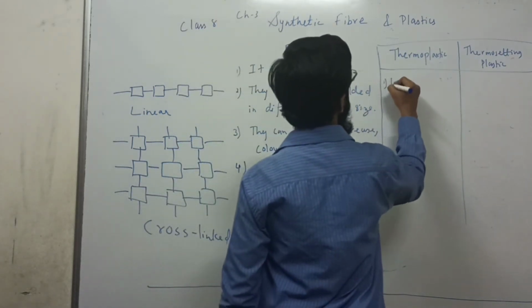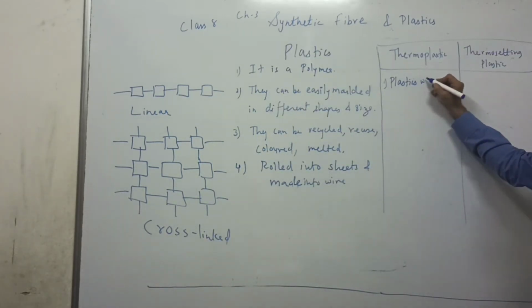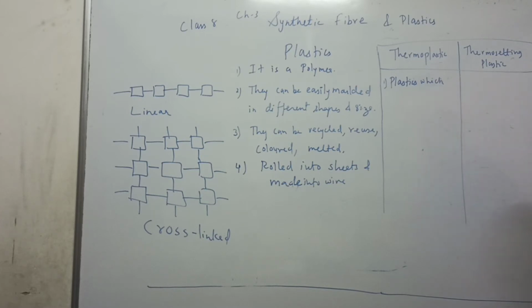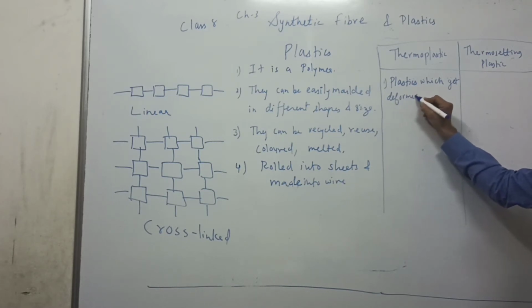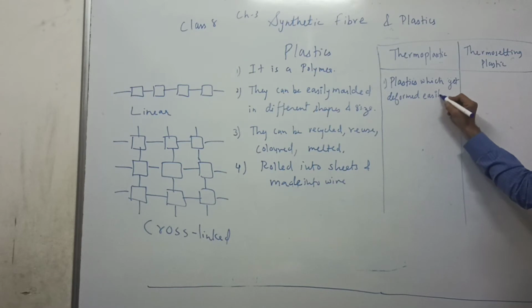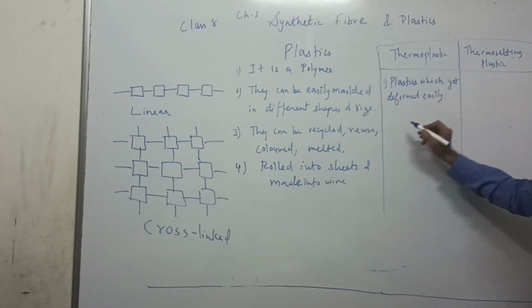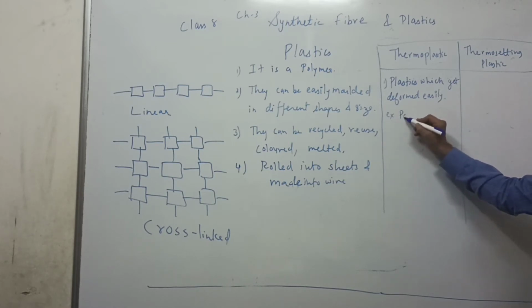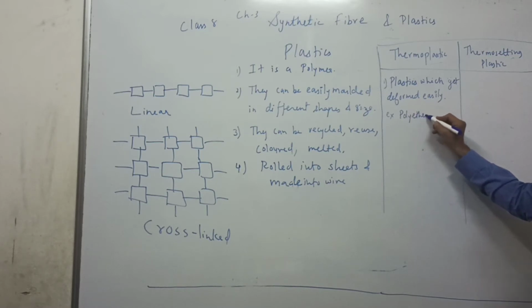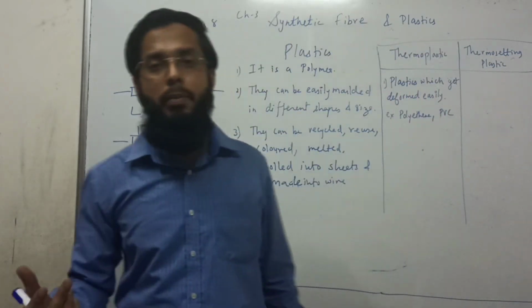So thermoplastics are plastics which get deformed easily on applying heat or force. Examples: polyethylene, PVC. So dear students, you might have heard of polythene bags.